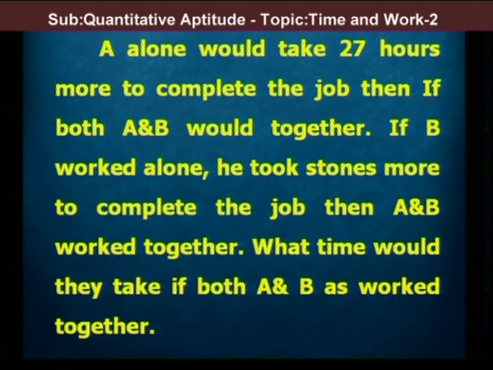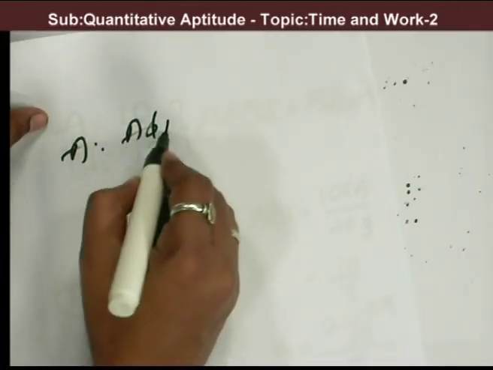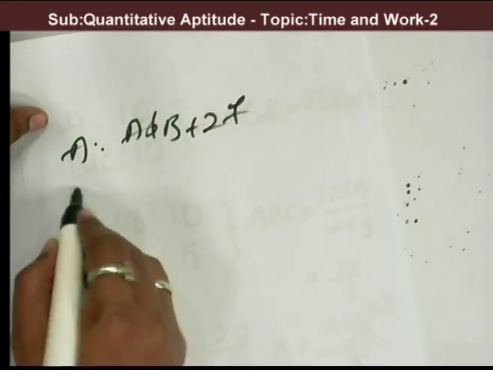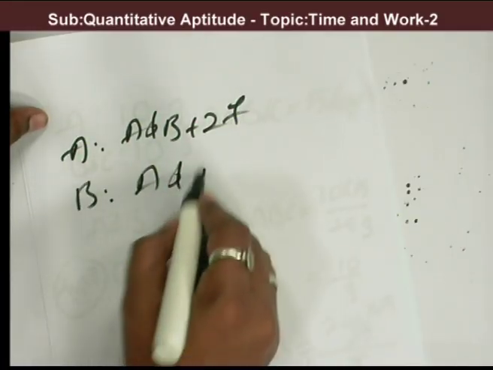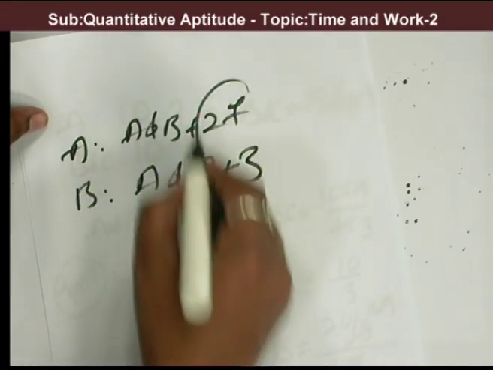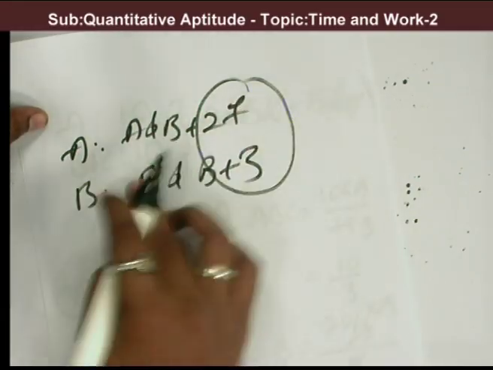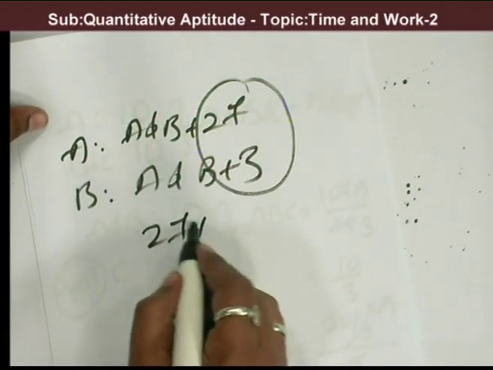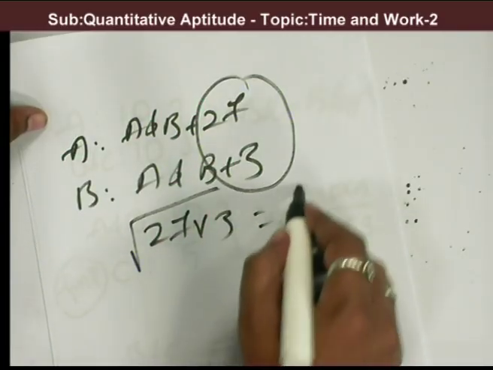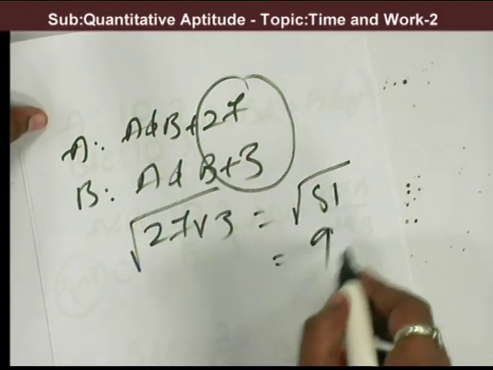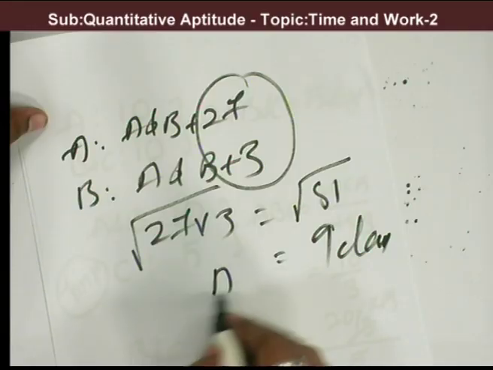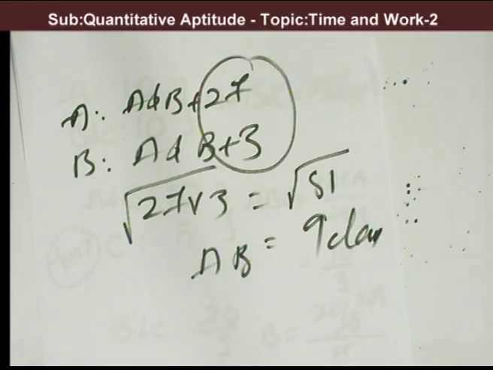This question was already repeated. Why was it repeated? It means it is very important, and that's why it was repeated. So, A is 27 more than A and B together, B is 3 more than A and B together. That is 27 times 3, under root, it is 81, root of 81 is 9 days. A and B together is 9 days, simple.